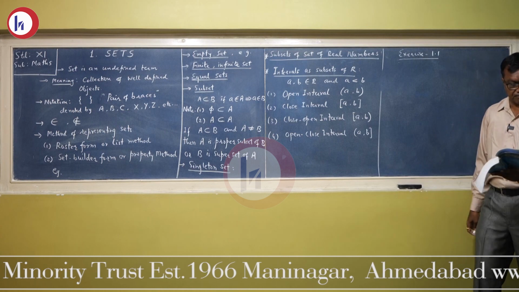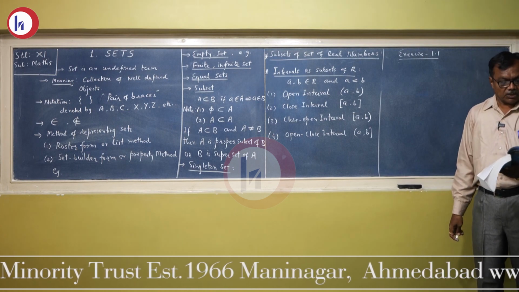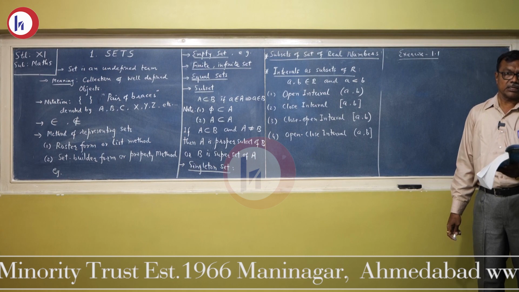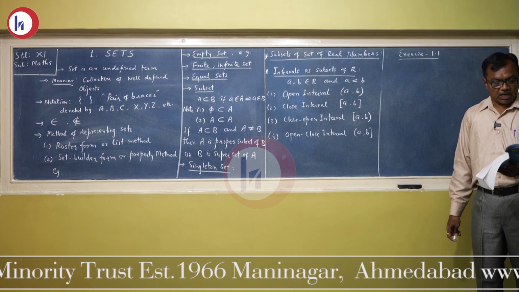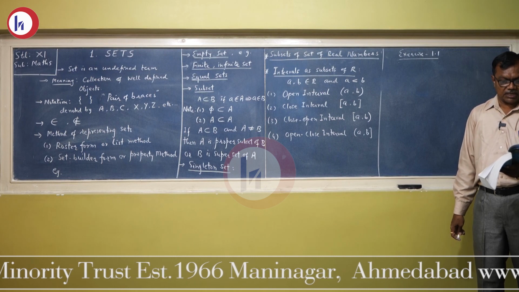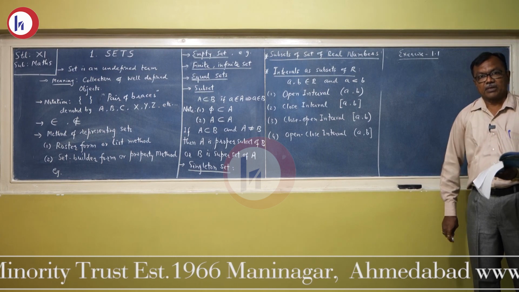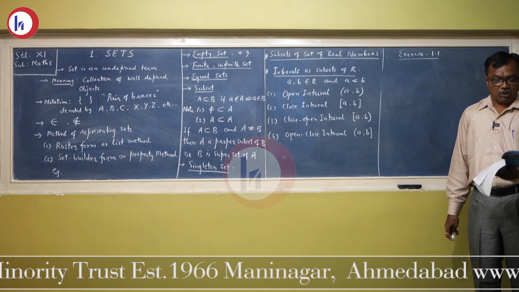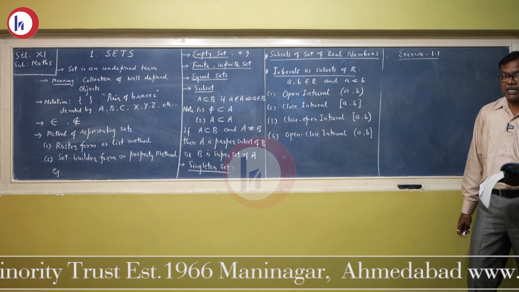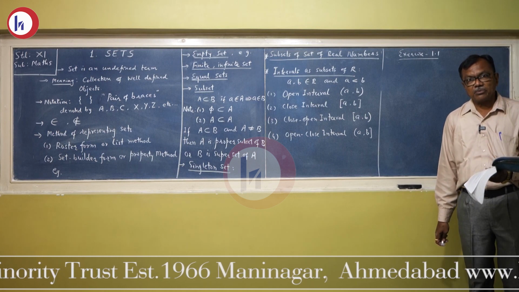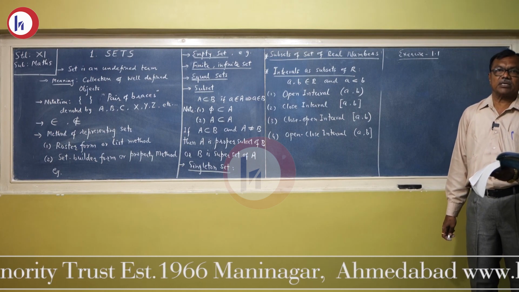Exercise 1.1. First example: which of the following are sets? Justify your answers. First one: collection of all the months of a year beginning with the letter J. So January is the name of a month which starts with the letter J.